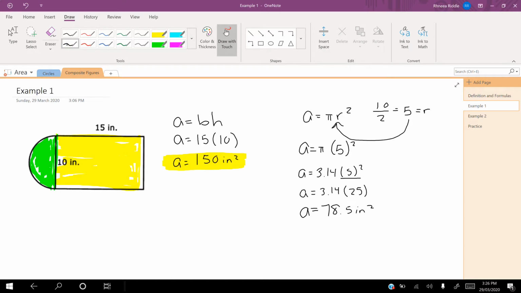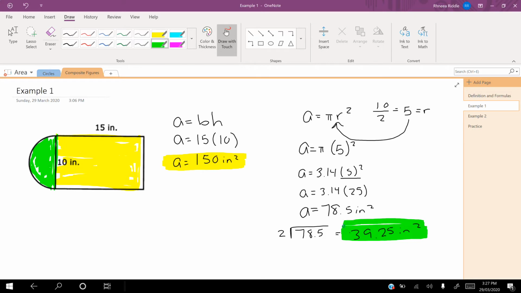So if the green shaded portion here that we see to the left was doubled, but there's only half of this attached to our composite figure. So we have to divide this by 2 to be able to find how much area that green space covers. So we're going to do 78.5 divided by 2. And when we do that, we get 39.25 inches squared. So that's the area of the green shaded portion.